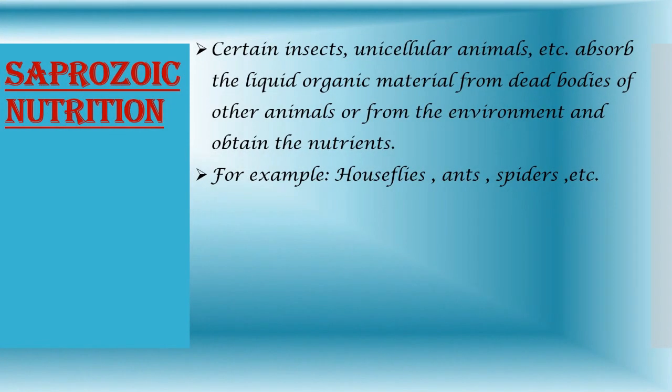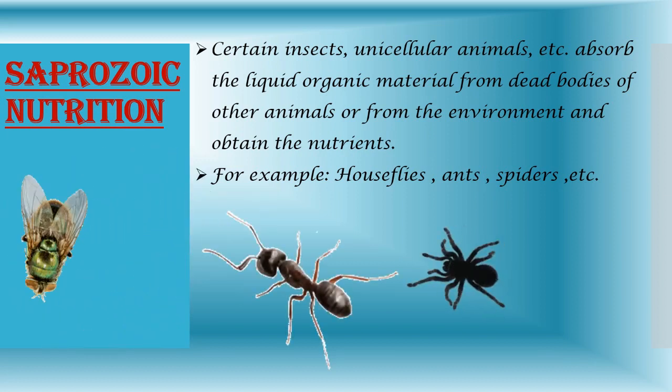Now students, let's learn about saprozoic nutrition. Certain insects, unicellular animals, etc. absorb the liquid organic material from dead bodies of other animals or from the environment and obtain the nutrients. This is called saprozoic nutrition. For example, houseflies, ants, spiders, etc.